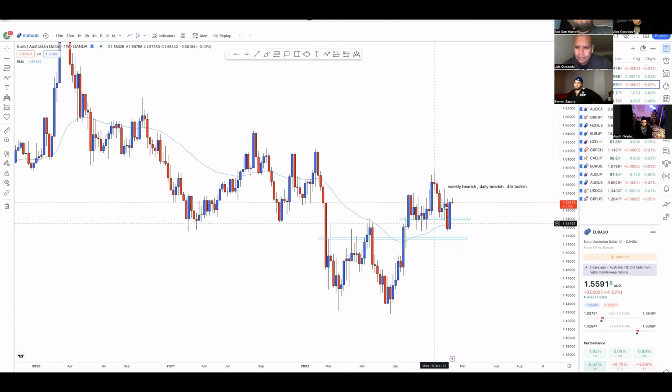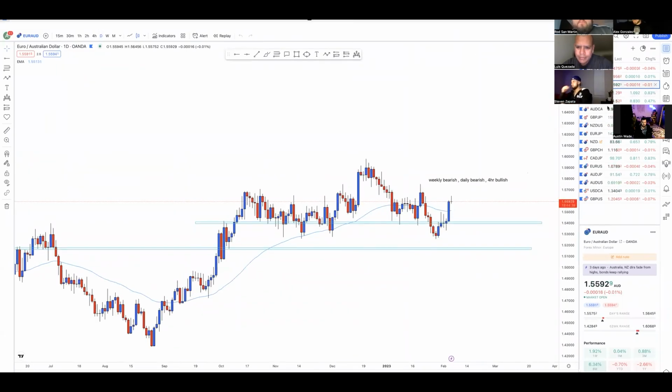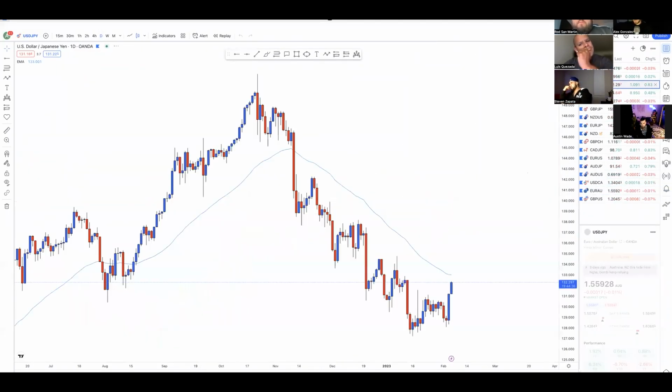We're still technically bearish on the weekly. Not really, never mind, because we body closed above. I just don't really like how it looks. Looks a little confusing, so I simply just get it out the way.